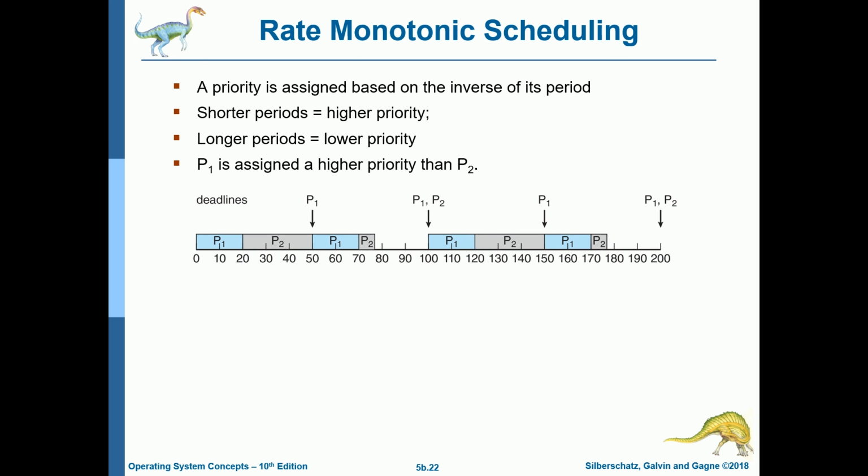Now, looking at some specific algorithms, we have the rate monotonic scheduling algorithm, which schedules periodic tasks using a static priority policy with preemption. If a lower priority process is running and a higher priority process becomes available to run, it will preempt the lower priority process. Upon entering the system, each periodic task is assigned a priority inversely based on its period. The shorter the period, the higher the priority. The longer the period, the lower the priority. The rationale of this policy is to assign higher priority to tasks that require the CPU most often.